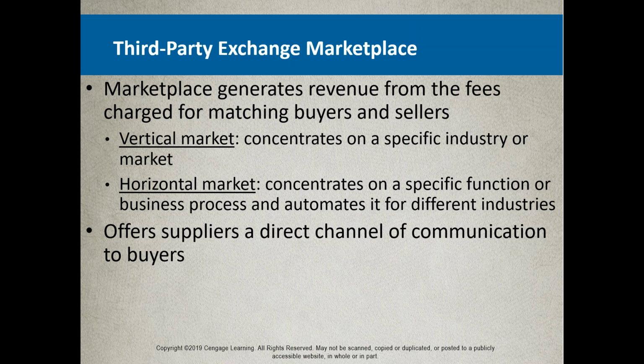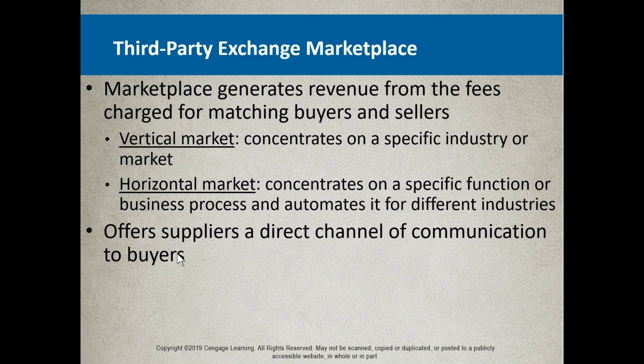So a common example of a horizontal market as a third party would be something like Facebook Marketplace. They call it the marketplace because it's a horizontal market. It's across the board. You can sell virtually anything on that platform. So Facebook has gone into the business of third-party exchange marketplace by creating a horizontal market called the marketplace. Vertical concentrates on a specific function or business process and automates it for different industries. Well, horizontal marketplace is across the board, and it's not anything very specific. If it's specific, they refer to it as vertical.